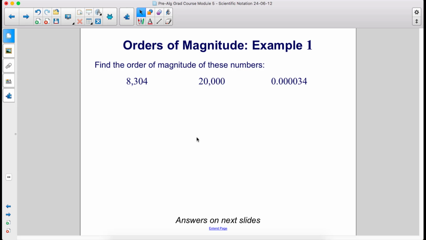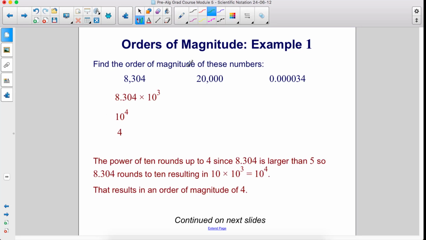Find the order of magnitude of these numbers. All right, so first we rewrite it in scientific notation. Then we just get rid of the coefficient. Now this coefficient is greater than 5, so this is going to round up. So we get rid of that, but then the exponent becomes a 4. 10 to the 4th, therefore the order of magnitude is 4.